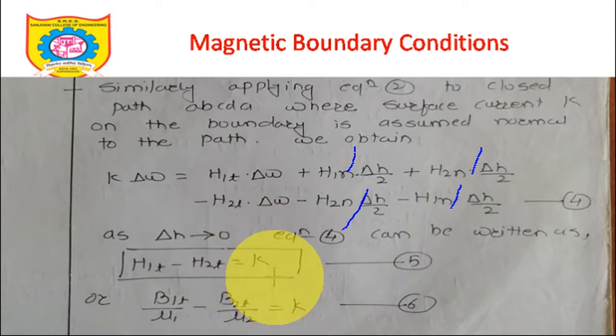What is K? K is the surface current density. Don't forget, in the electric field intensity E1t is equal to E2t, but in magnetic field intensity H1t is not equal to H2t unless K equals 0. If K equals 0, I can write H1t is equal to H2t, but it is not the case, and therefore H1t minus H2t is equal to K.